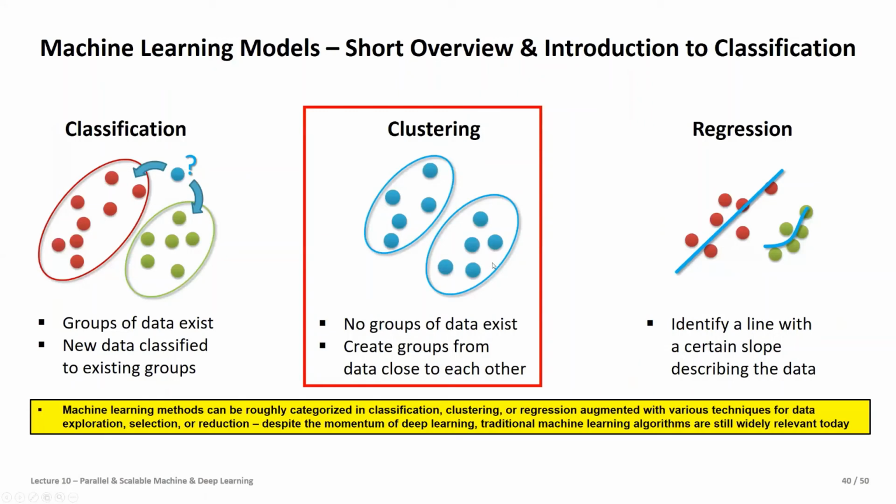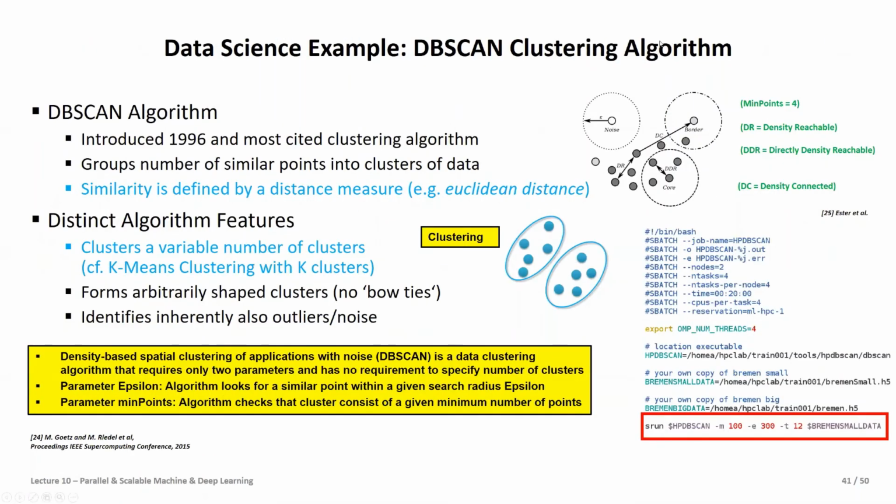Finally, short pointers to clustering. No groups of data exist, that's what you know, with similarity measures. By now you have seen the DBSCAN clustering algorithm a lot. There are a couple of parameters here, like the minimum number of points that constitutes a cluster and the epsilon neighborhood, so how many around you would be considered directly density reachable, and so on.